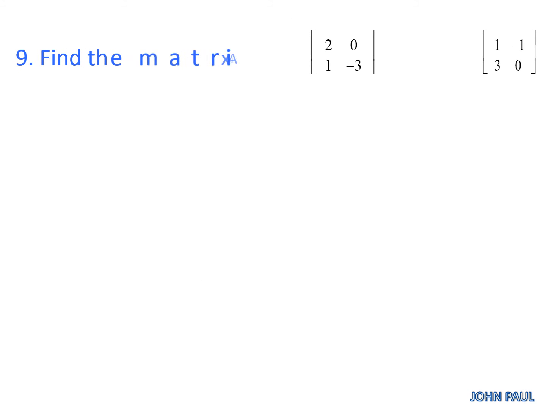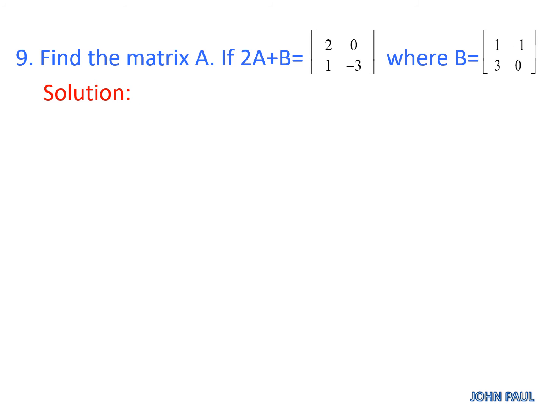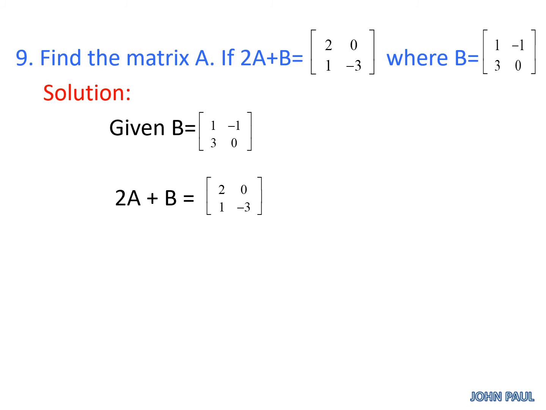Ninth problem. Find the matrix A. B is given, we want to find A. Solution. Given B, 2A plus B equal to, this is given. Take the B to the other side. When B comes this side, it becomes minus B. Substitute the matrix B as given.